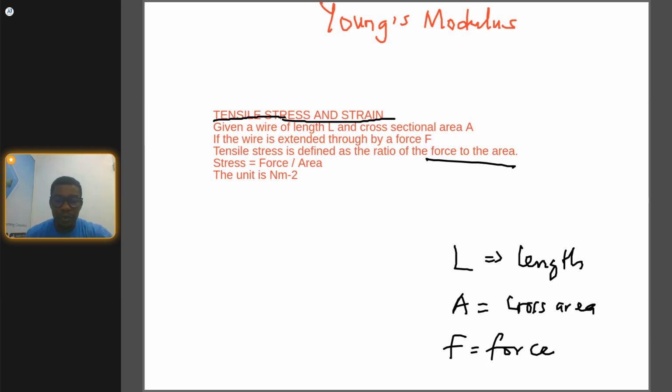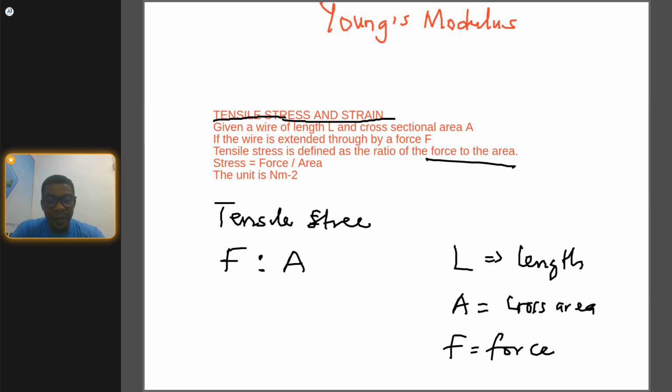Okay, now let's proceed with our explanation. So if that is the case, they gave us that the tensile stress is the ratio of the force to the area. You know, when I talk about the area of a wire, I'm talking about the what?